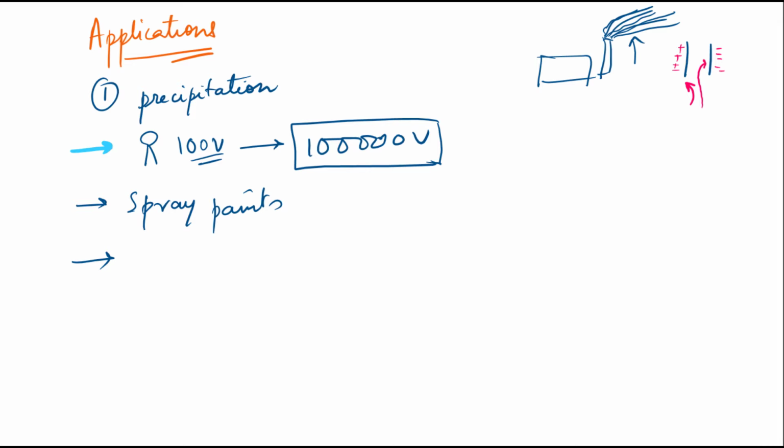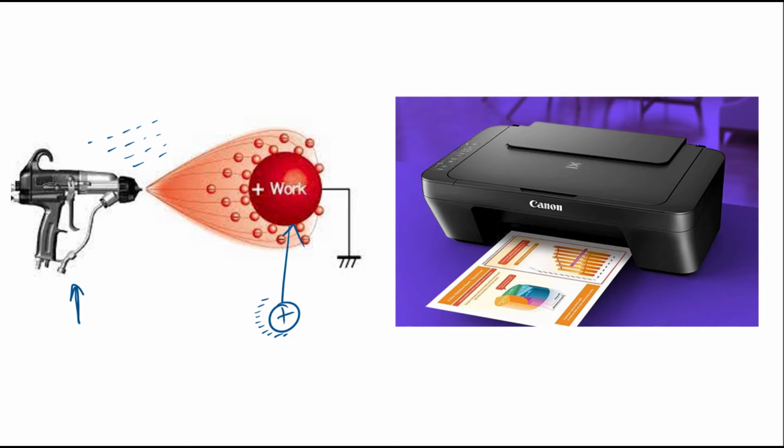What is the fourth application? Now in the fourth application we have printers. So we all have seen printers, right? We use them to print photos or text or projects. Now how this works is, it uses electrostatic technologies to print the colors.